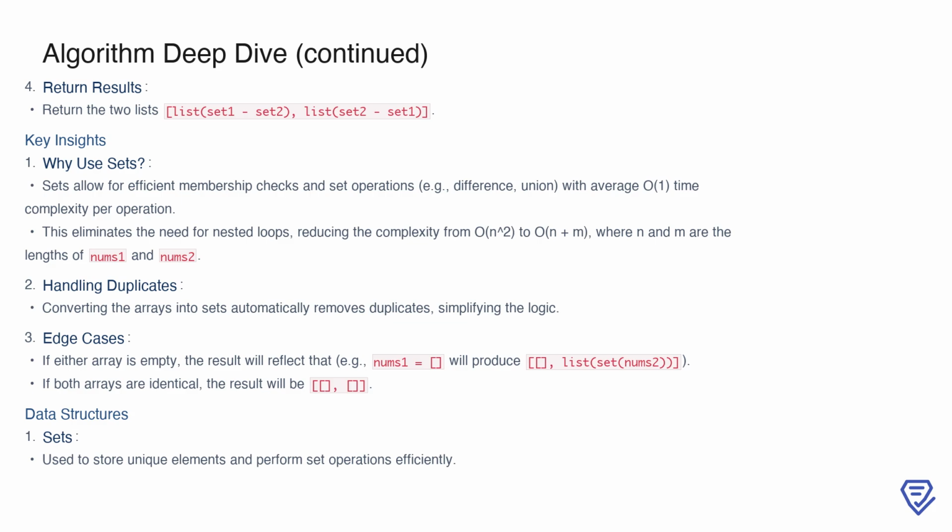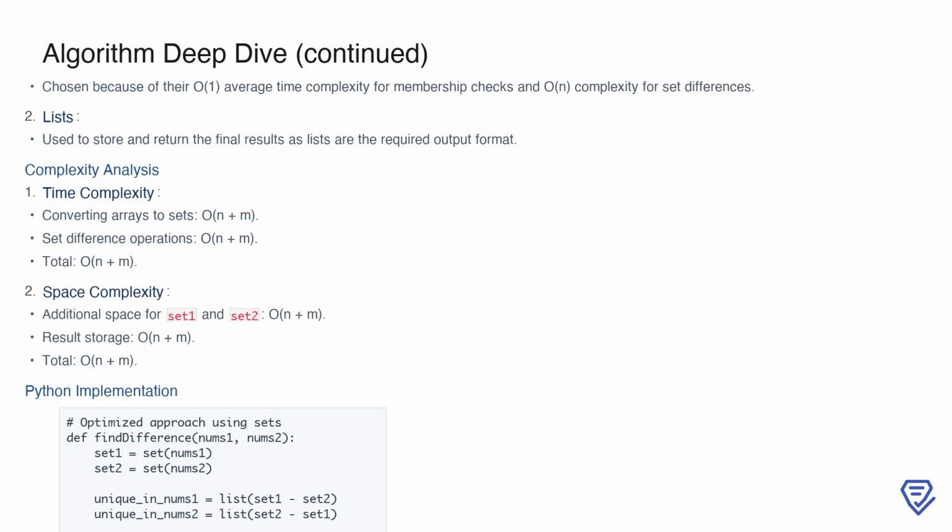For instance, if nums1 is empty, the output will be list(set(nums2)). Similarly, if both arrays are identical, the result will be empty lists. These cases demonstrate the robustness of the optimized solution. Lastly, the simplicity of the data structures used, sets and lists, keeps the implementation clean and efficient. The choice of data structures plays a crucial role in the efficiency of this solution.